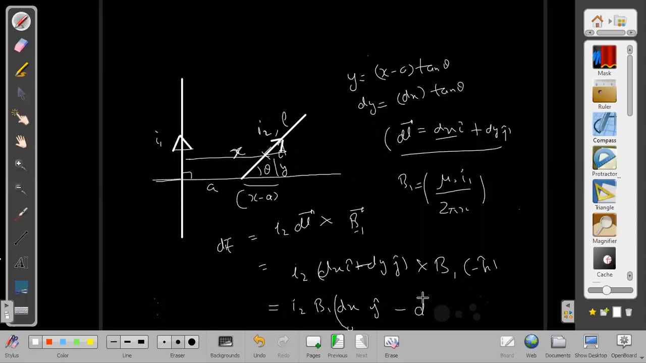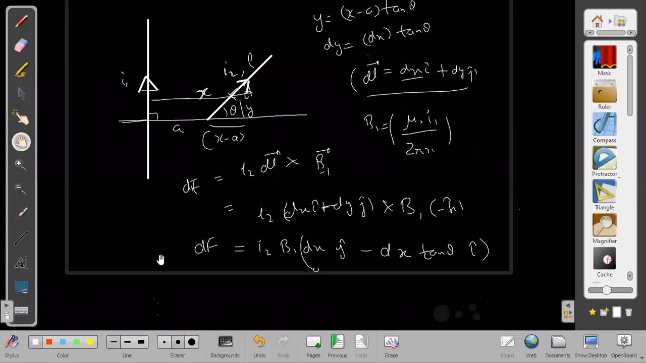Yes, let us do that. Otherwise, we will not be able to integrate here. This is a must. What is dy? dx tan theta. Then I can write dx tan theta, with dl already taken out. But what is the sign? Wait a second. I think minus i cap. Right or not? Yes, sir, right. Then can we integrate it now?